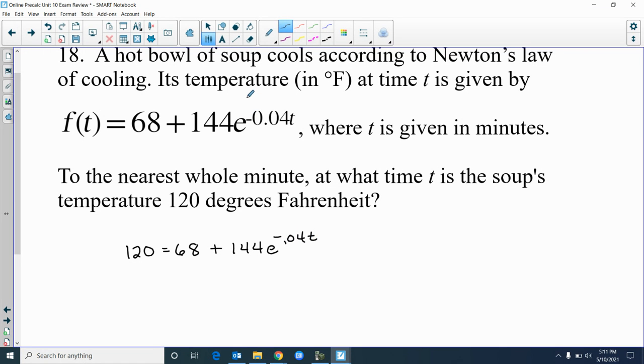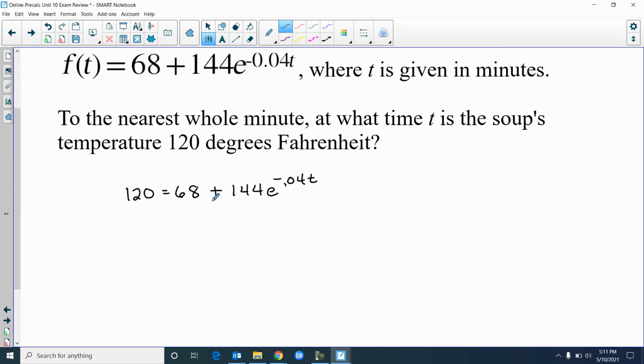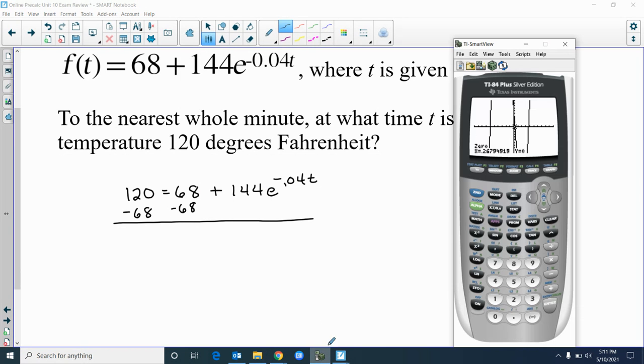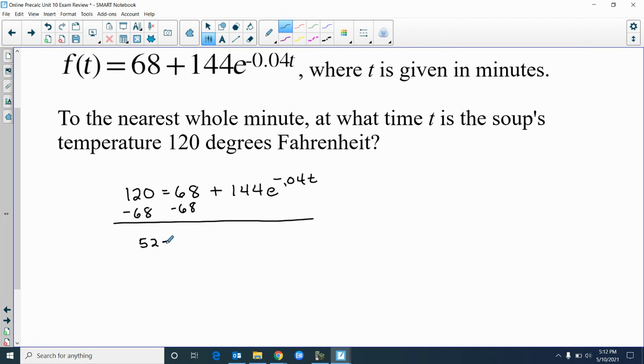All right, now be careful there. You don't have a lot of room, but there's a negative there. You've got to show me your work. You've got to show me how you're solving this problem. I cannot just have an answer pop up. Minus 68. You cannot combine 68 and the 144 because the 144 is a coefficient here. You must subtract the 68. So I take 120 minus 68. It gives me 52 equals 144 e to the negative 0.04 t.